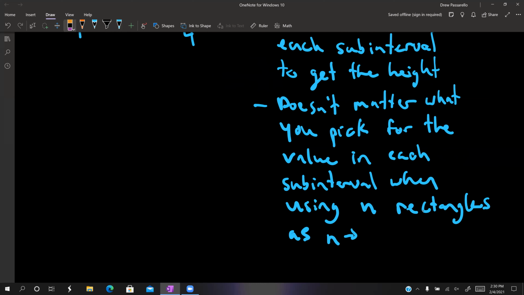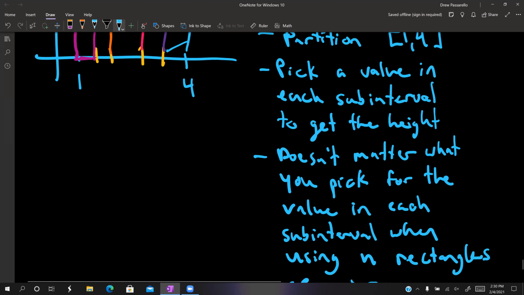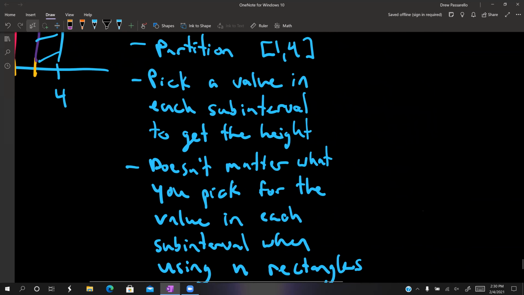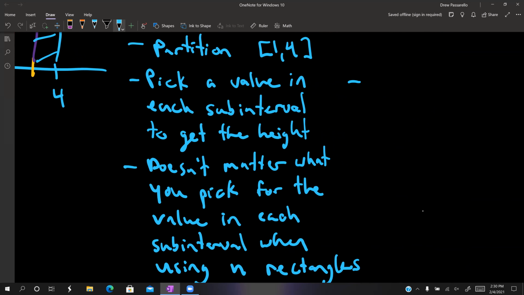Okay, so I wrote, it doesn't matter what you pick for the value in each subinterval when using n number of rectangles as n goes to infinity. And the width of each rectangle, which is the length of each subinterval, can be anything. So the widths don't have to be the same for the rectangles.